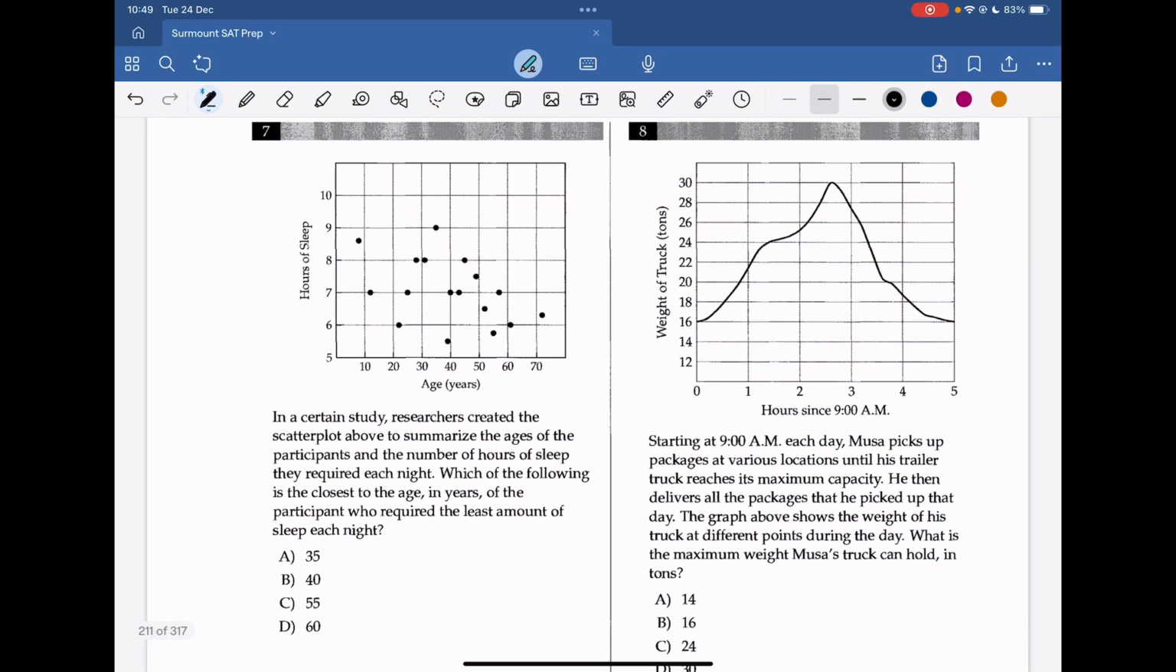Question 7. In a certain study, researchers created the scatter plot above to summarize the age of participants and the number of hours of sleep they required each night. Which of the following is the closest to the age in years of the participant who requires the least amount of sleep each night? We need to find the lowest point with respect to the y-axis. The lowest point seems to be here, requiring about 5.5 hours of sleep, which means this person is of the age of 40.